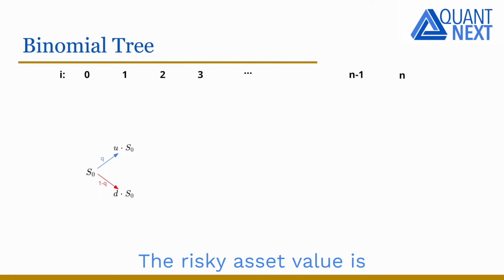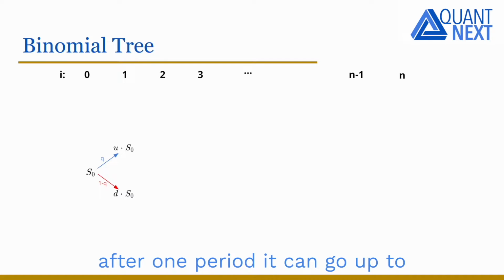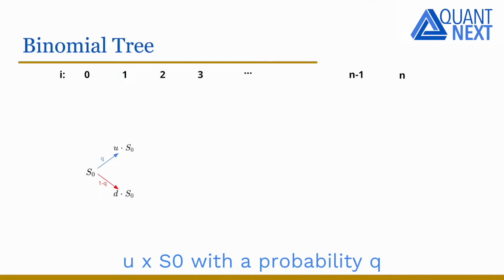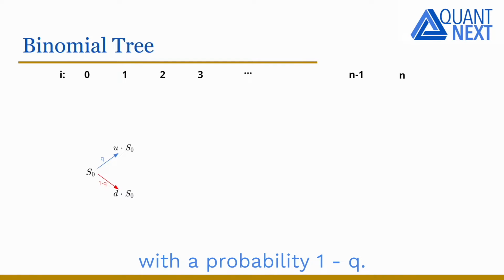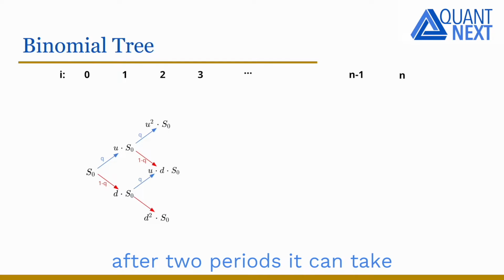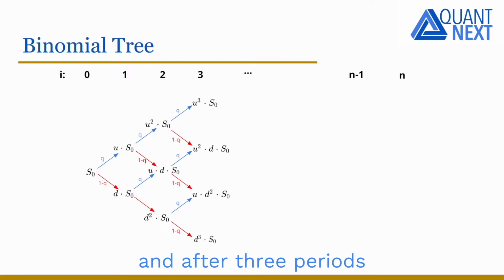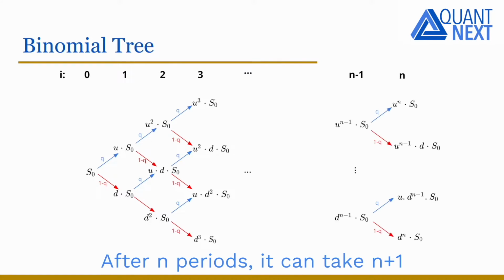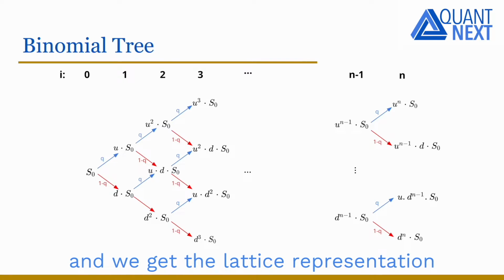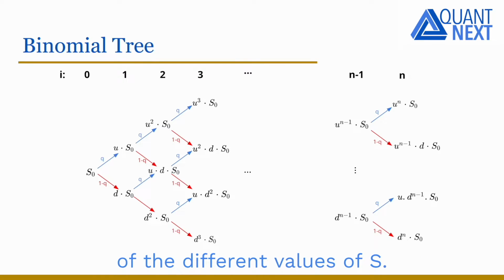The risky asset value is S0 at t equals 0. After one period, it can go up to U times S0 with a probability Q, or down to D times S0 with a probability 1 minus Q. After two periods, it can take three values, U square times S0, U times D times S0, and D square times S0. And after three periods, it can take four values. After n periods, it can take n plus 1 different values, and we get the lattice representation of the different values of S in our binomial model.